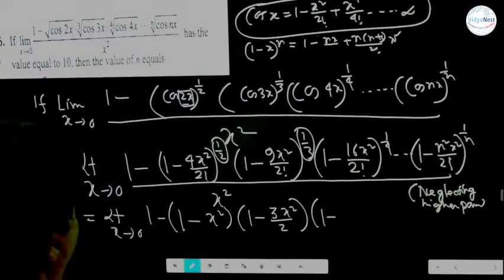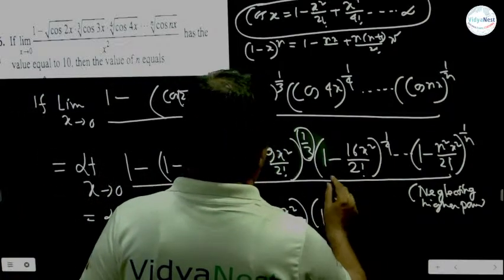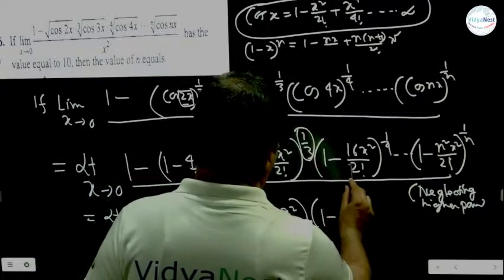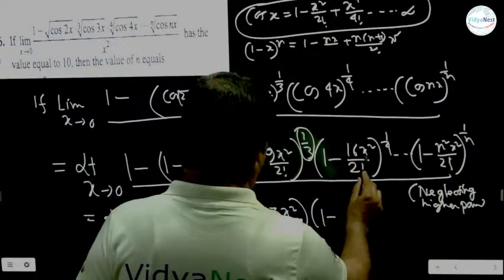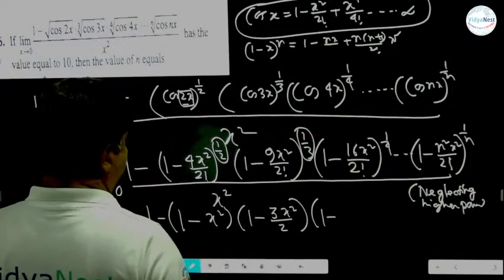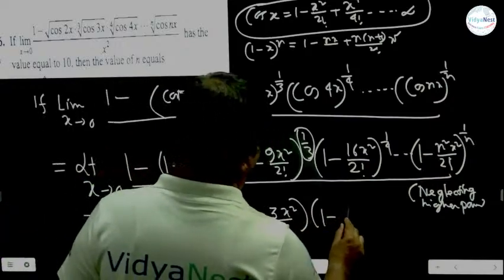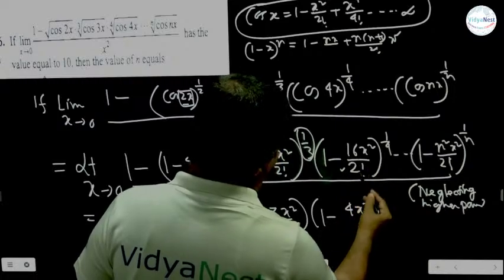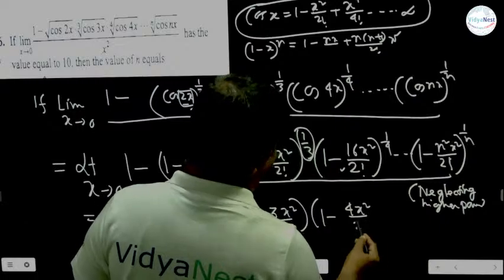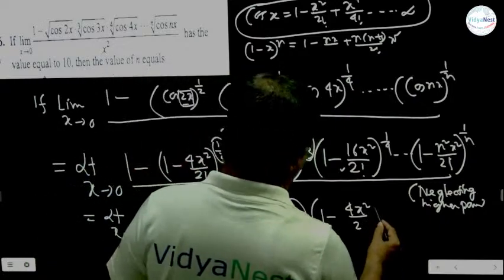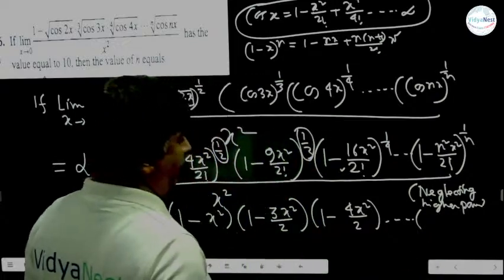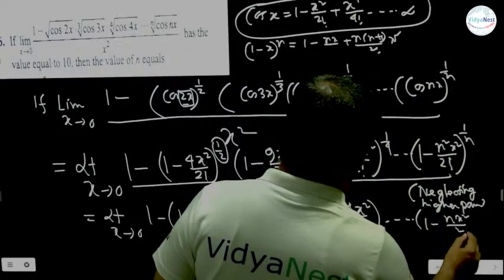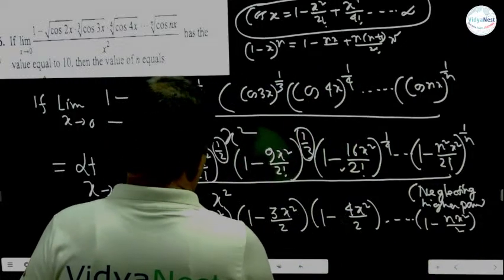Okay. Next one is again 1 by 4 will come, and that is factorial 2. That means 3, 4. 4 x square. 1/4 will come. That will cut 16. 4x square by 2. Factorial 2 means 2. Okay. Proceeding in this way, now 1 by n will come. N x square by 2 by x square.